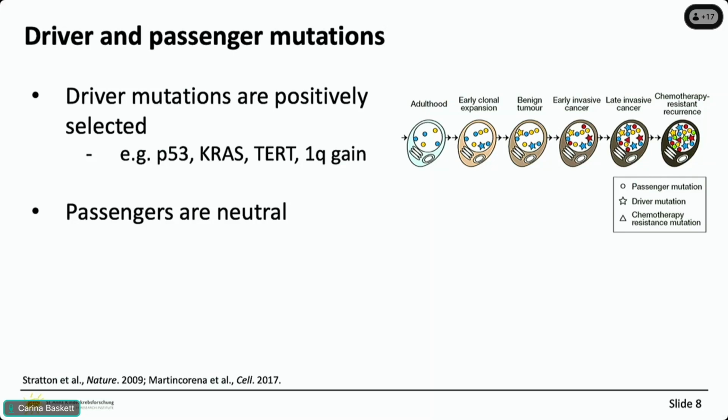Far outstripping the driver mutations are what we refer to as passenger mutations. The ratio of driver to passenger mutations could be 1,000 times more passenger mutations than you have driver mutations. And typically, we think that these are neutral, although this is an ongoing area of research.